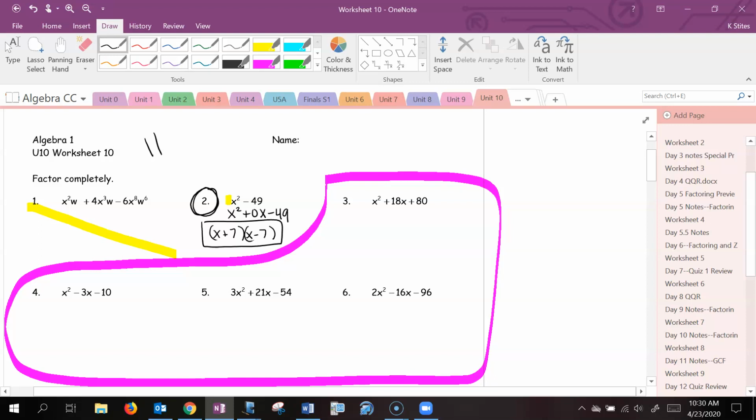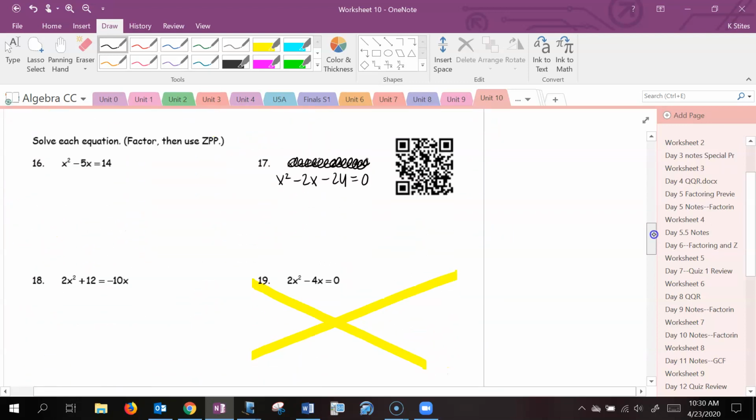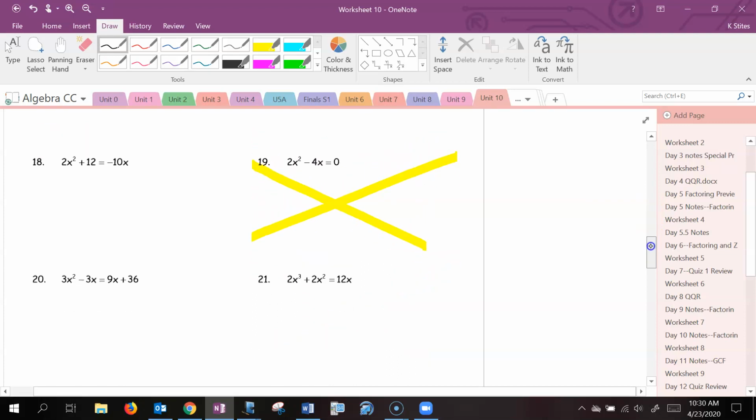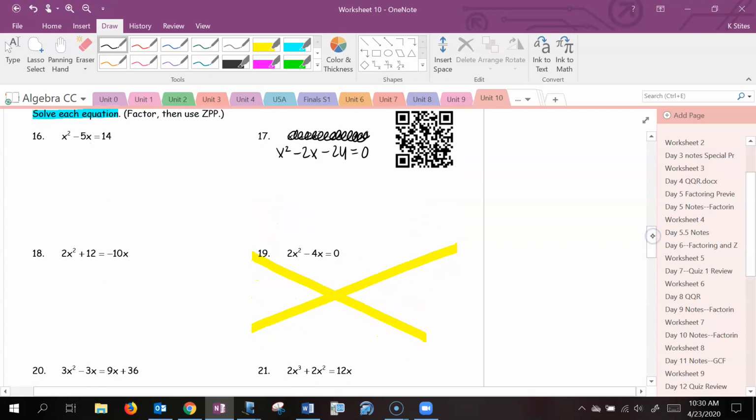Okay, circle these 4 problems. We're going to come back to them in a little bit. But for now, flip the page of worksheet 10, and what we're going to focus on today is solving. Okay, so we're going to use our zero product property that we've learned about for the past few weeks. Okay, so number 16, we'll do 16, 17, notice I've changed 17 a little bit, 18, 20, and 21. Those will be the 5 problems that we're going to do for notes.